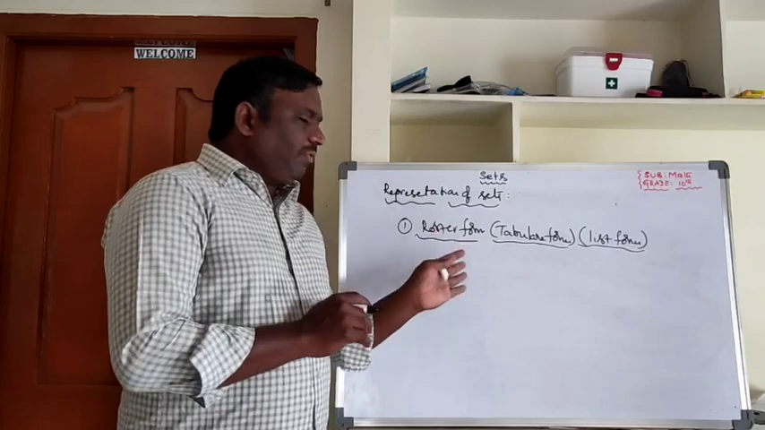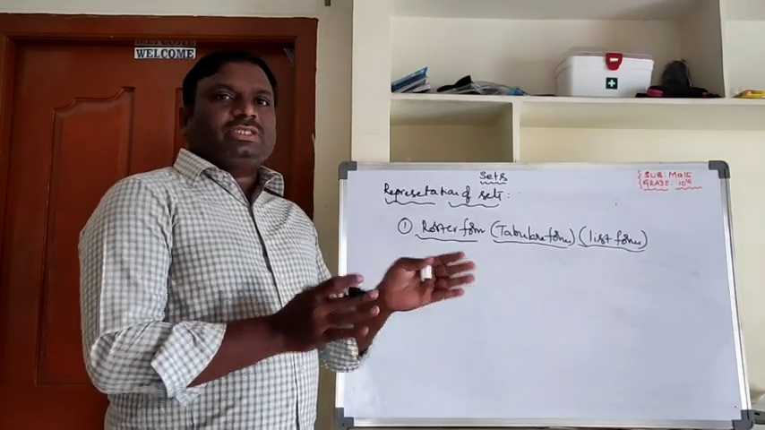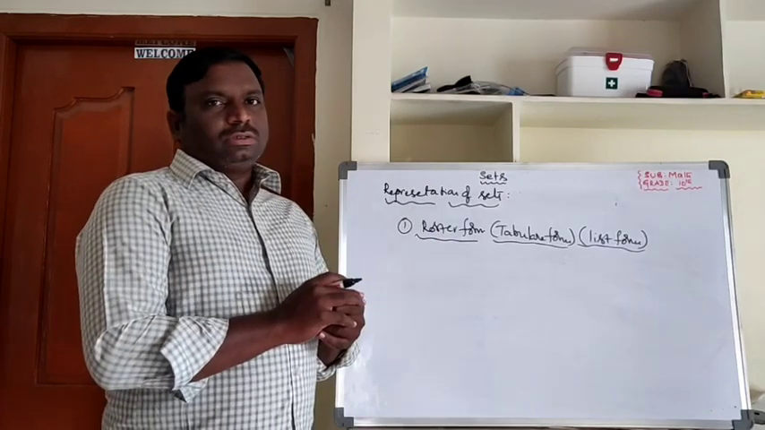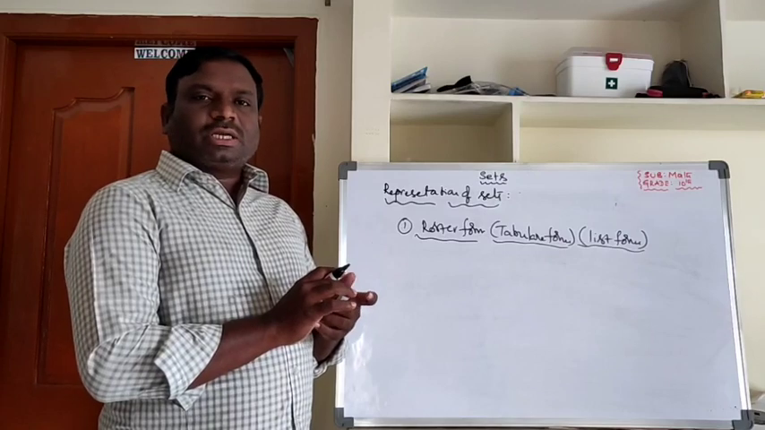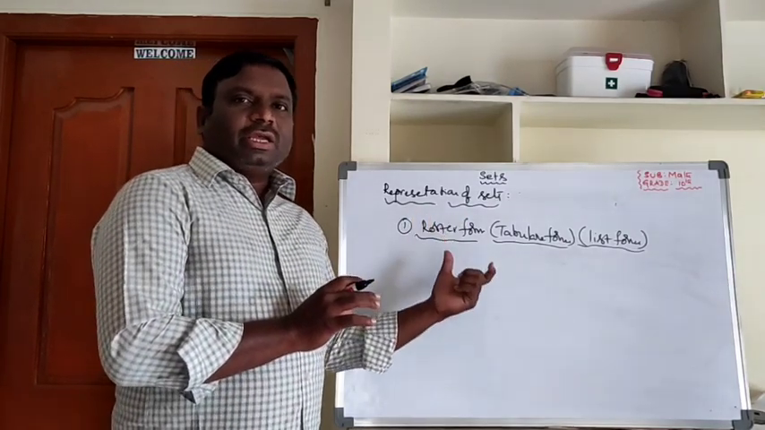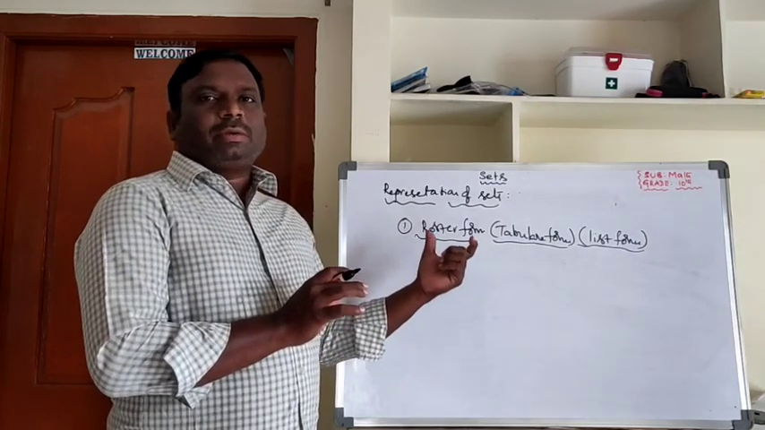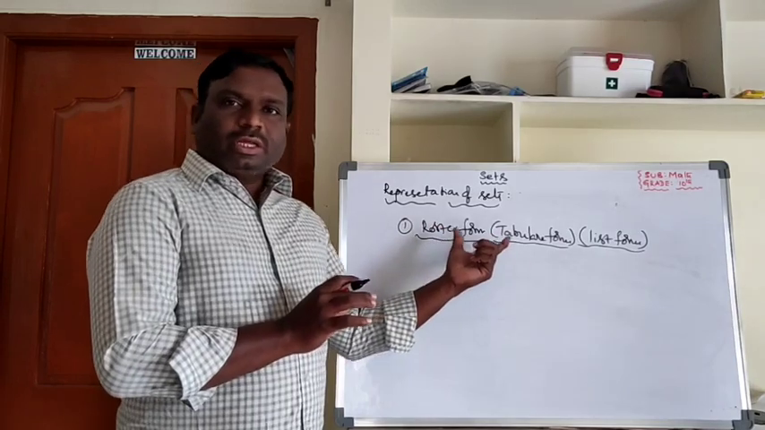So in a set, roster form means what? In a set the elements are listed, that means separated by commas. That form is called roster form. We can represent the elements separated by a comma. Those are in roster form.